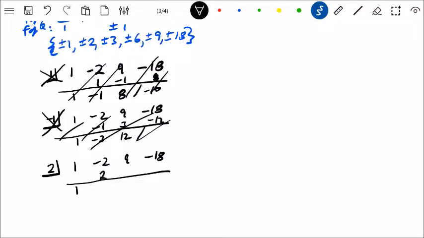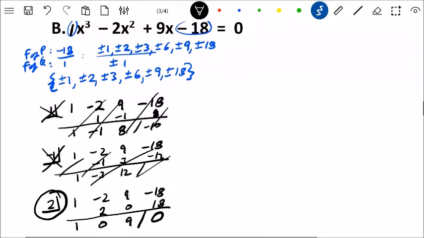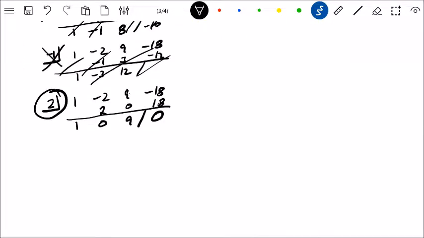1, 2 times 1 is 2. Oh, that gives me a 0. 2 times 0 is 0. That's a 9. 9 times 2 is 18. And when I add these, I do indeed get a 0. So here is one of my solutions. And then, since I started off with a cube, I make this depressed polynomial have an x squared. So it's 1x squared plus 0x plus 9. We don't show the 0x or the 1, so it's just x squared plus 9.